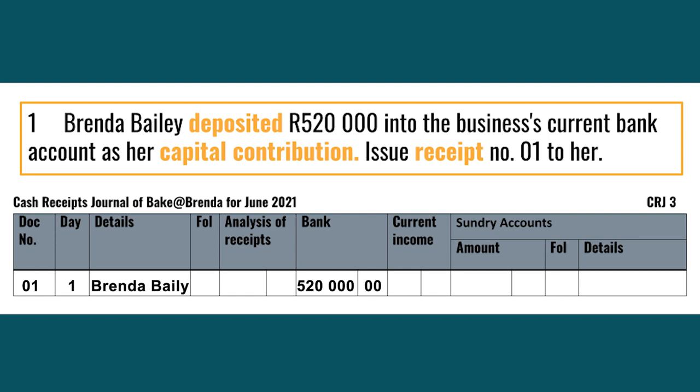This transaction should also be recorded in the sundry accounts column as there is no column for capital. The amount of 520,000 Rand will be recorded and the details are capital. Let's run through that transaction once more.